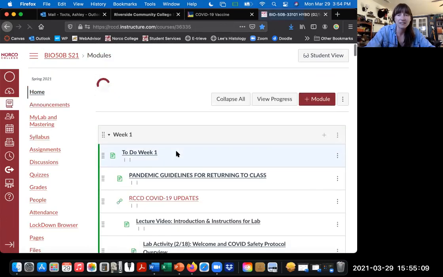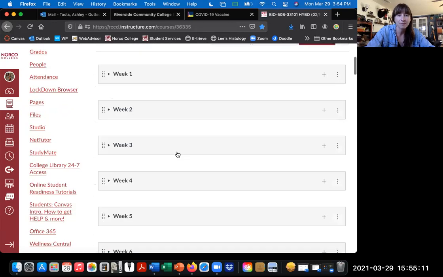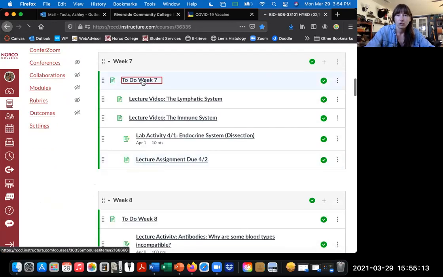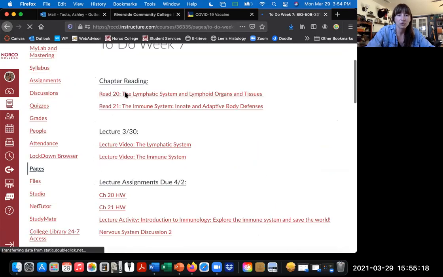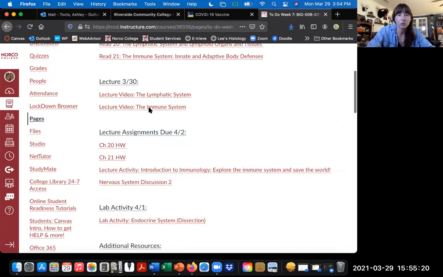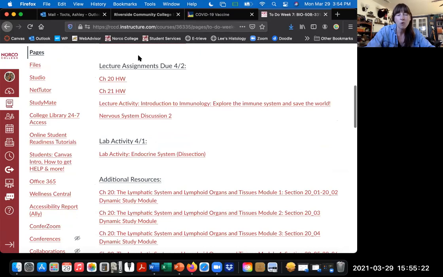And this week's to-do list has all the usual trappings. We've got our 2 chapters for reading, our 2 lectures. Your homework this week is a little bit longer because you've got 2 chapters' worth of this MyLab and Mastering homework. You do have, I believe, another Labster simulation. And then I put the discussion in here as well.